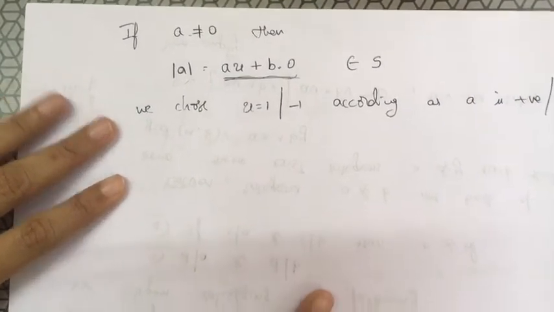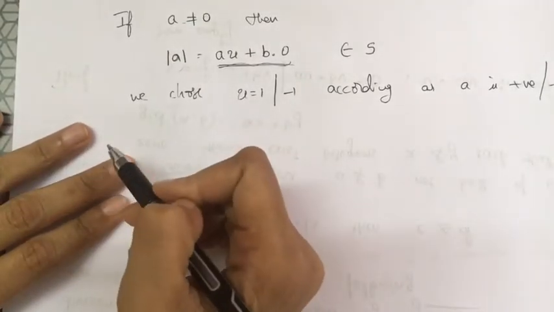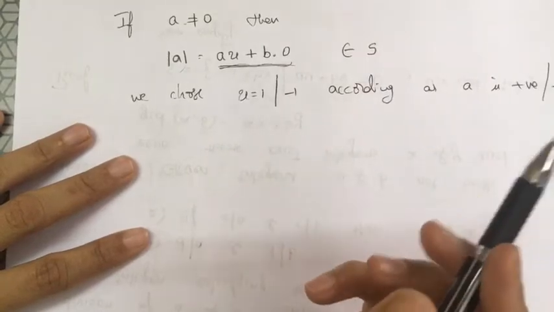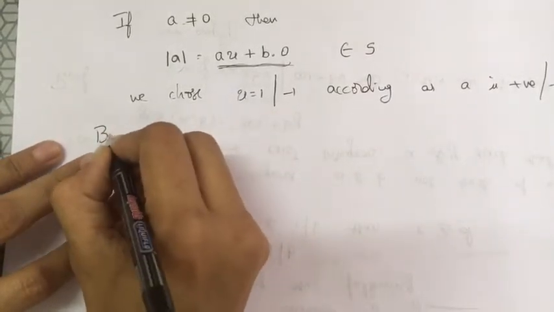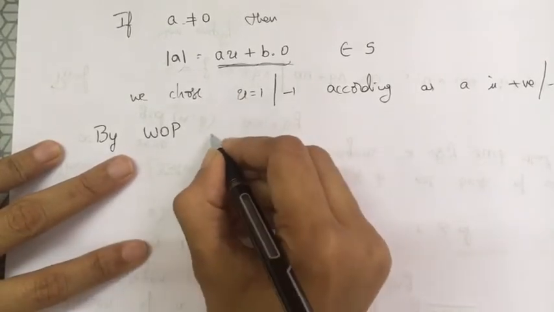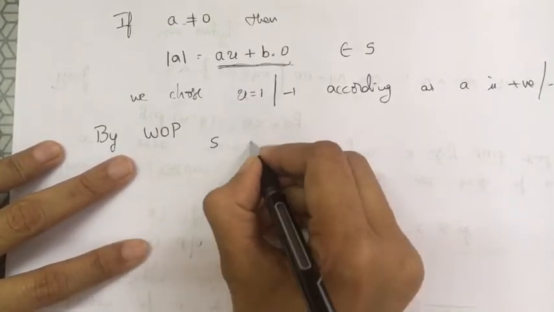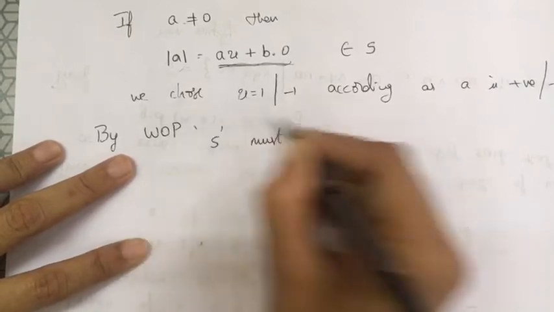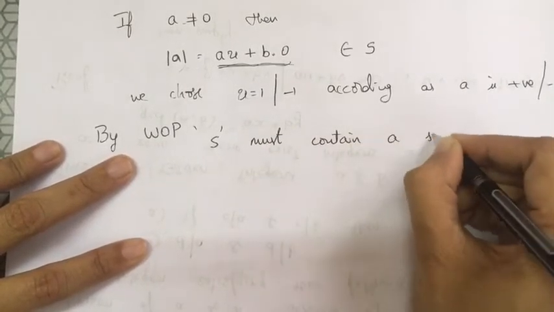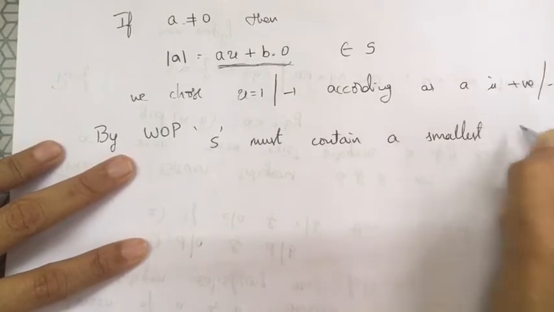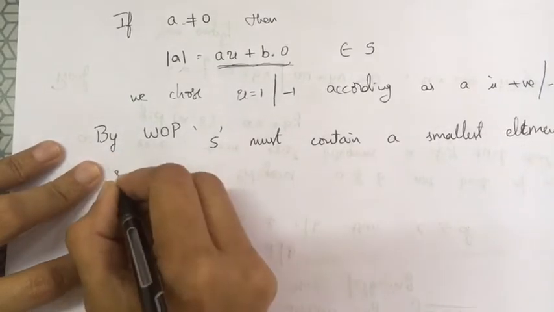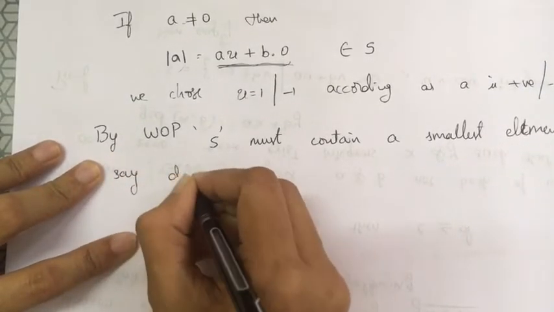Now, by the well-ordering principle, this set must contain a smallest element, right? So let me call this D. By the well-ordering principle, S must contain a smallest element, say D.